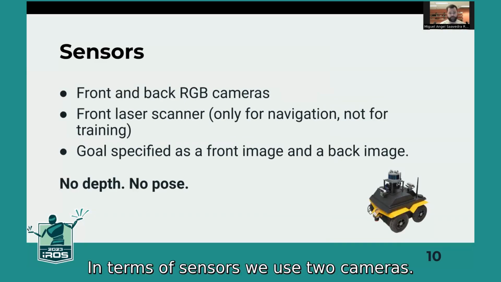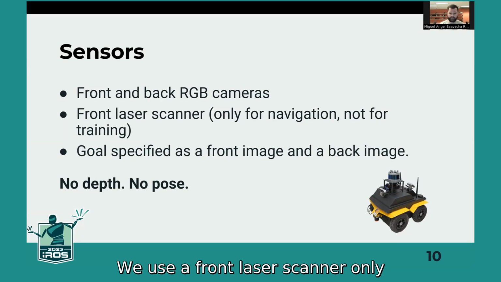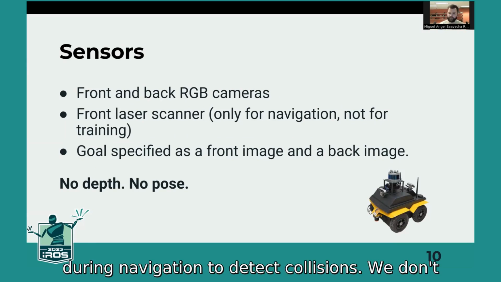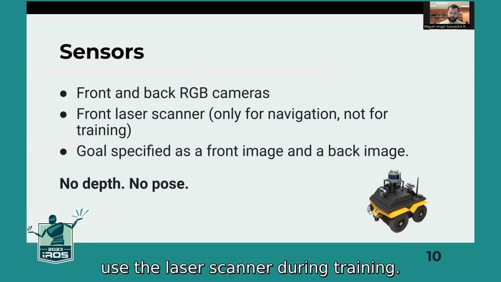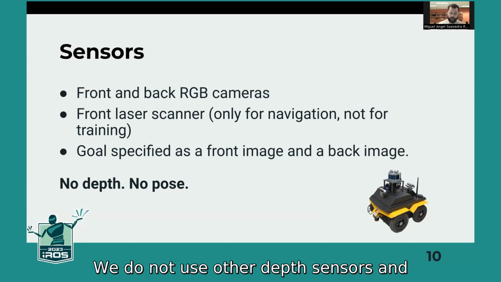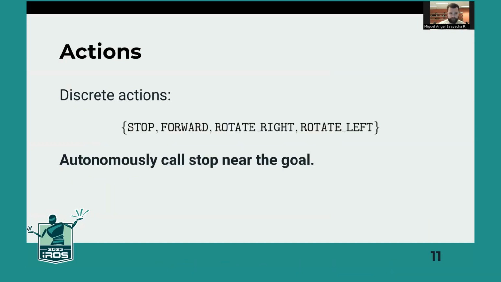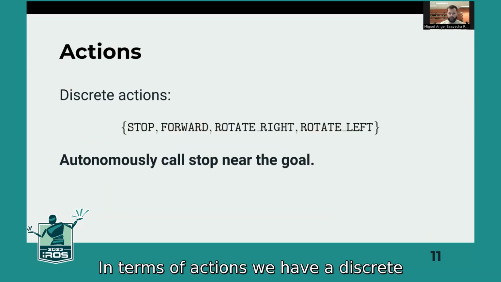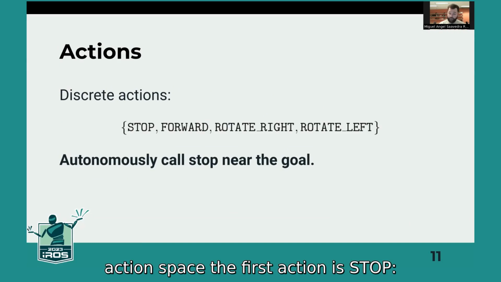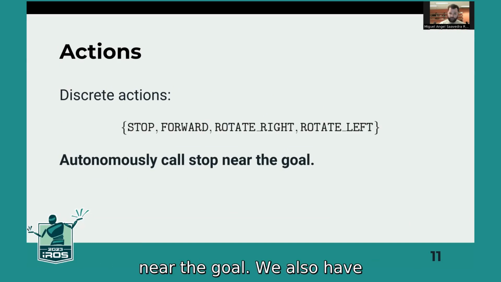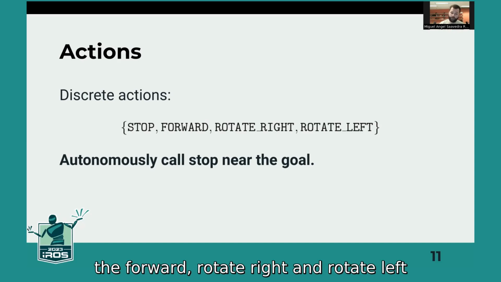In terms of sensors, we use two cameras. We use a front laser scanner only during navigation to detect collisions. We don't use the laser scanner during training. We do not use other depth sensors, and the pose is not observed. We do not estimate the state of the robot. In terms of actions, we have a discrete action space. The first action is stop. The robot needs to autonomously call stop near the goal. We also have the forward, rotate right, and rotate left actions.